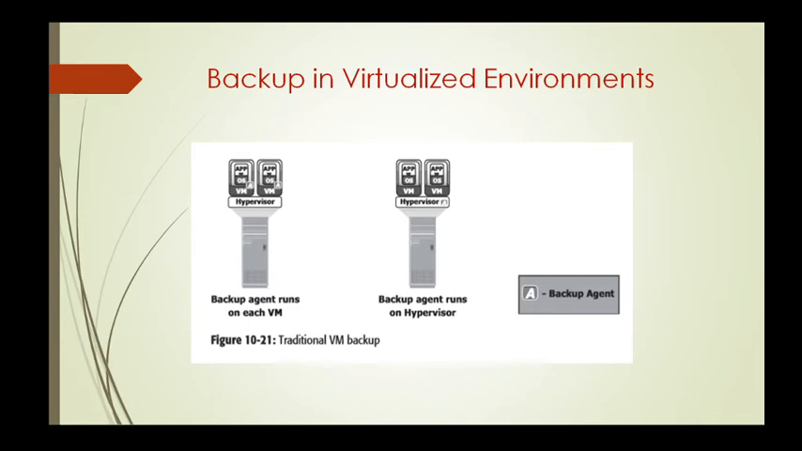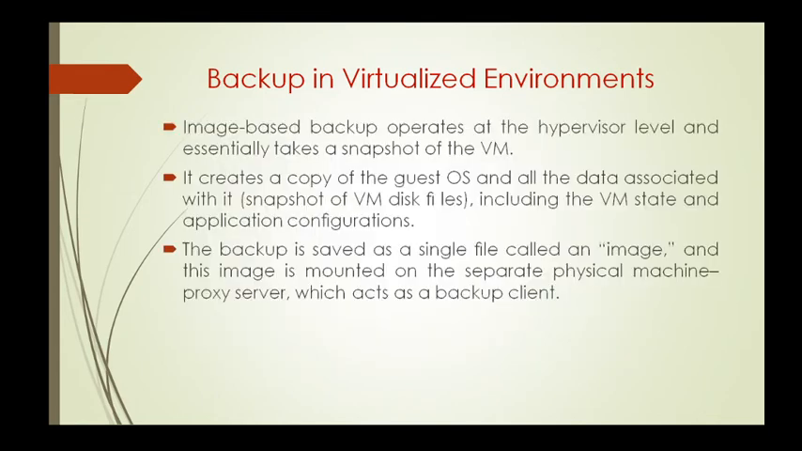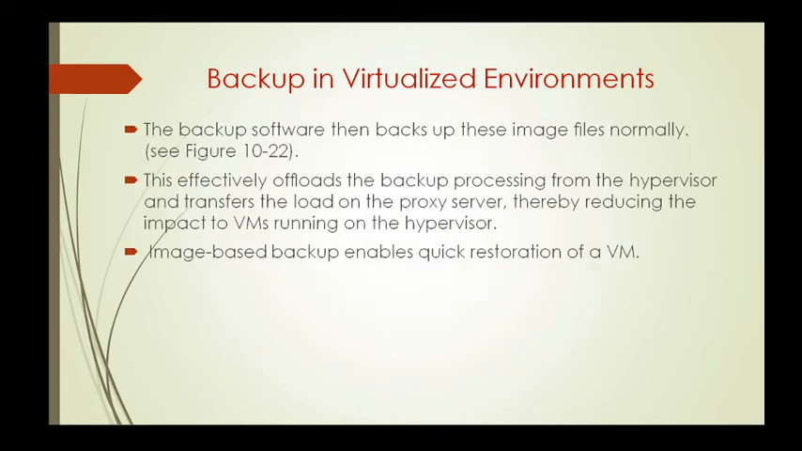Next is image-based backup. Image-based backup operates at the hypervisor level and essentially takes a snapshot of the virtual machine. It creates a copy of the guest operating system and all the data associated with it, like a snapshot of the virtual machine disk files, which includes the virtual machine state and application configurations. The backup is saved as a single file called an image, and this image is mounted on a separate physical machine called a proxy server, which acts as a backup client. The backup software then backs up these image files normally.